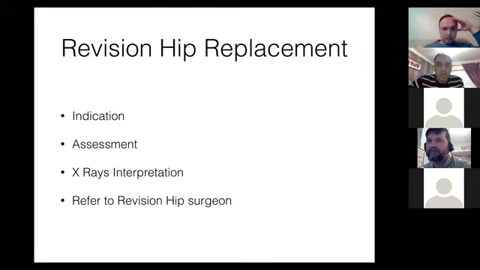Revision hip replacements: what are the indications for revision hip? How are you going to assess? What is the X-ray interpretation? And always bear in mind that when they show you X-rays with a massive defect, they are not asking you how you're going to reconstruct that. What they are after is how you're going to work it up and whether you're going to refer it, because you're never going to jump into doing a revision hip replacement as your first day consultant.